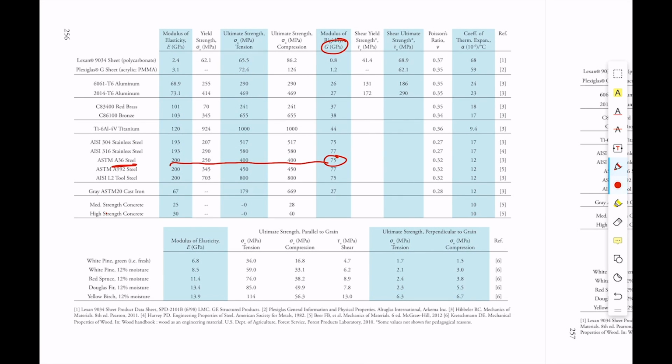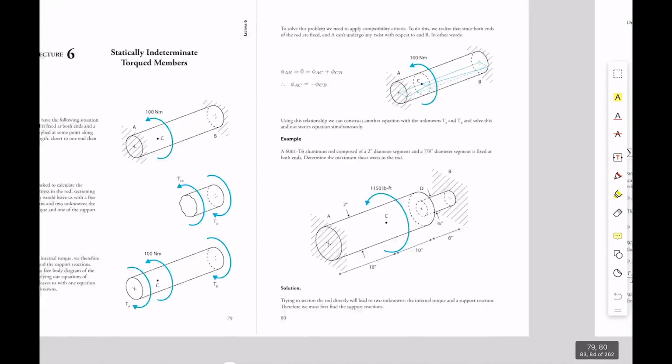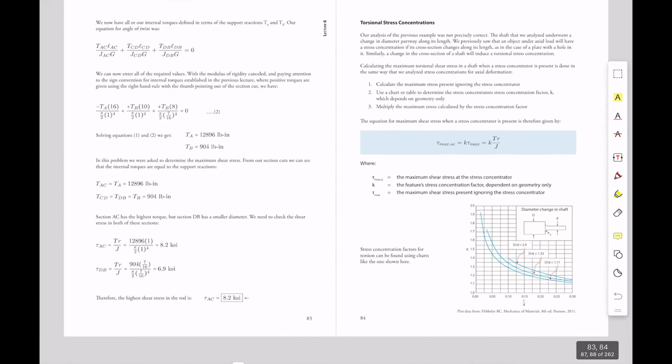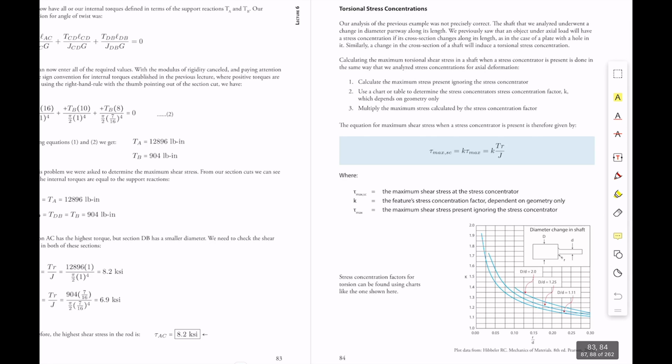Okay, so a couple of minor topics to take you through, and we'll flip to the textbook for a moment here. Let's flip a few pages ahead. Just like for axial deformation, or for things that were axially loaded, we can also get torsional stress concentrations anytime we have a change in diameter. So a shaft that's going from a large diameter to a small diameter, there'll be a stress concentration there.